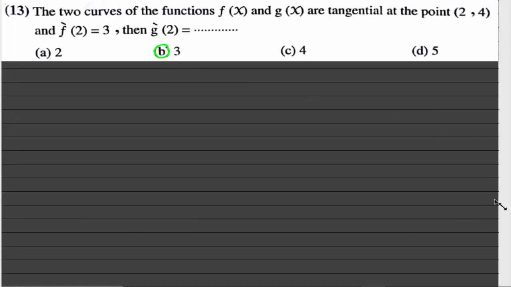The two curves of the function f of x and g of x are tangential at the point (2, 4), and f dash of 2 equals 3. Then g dash of 2 equals 3 also, because they have the same tangent, and I will explain it on this figure.